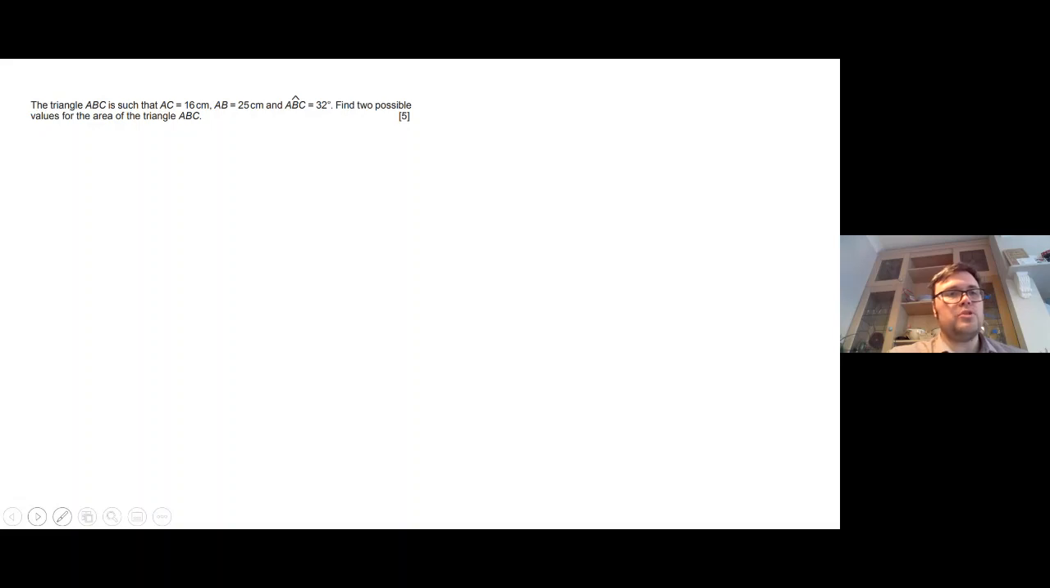Right, so here we have the triangle ABC is such that AC is 16, AB is 25, angle ABC is 32. Find the two possible values for the area of the triangle. First thing I would suggest doing is to sketch it. It doesn't have to be perfect, it just needs to be a triangle. If I stick this as A, this one is B, and then this one is C.